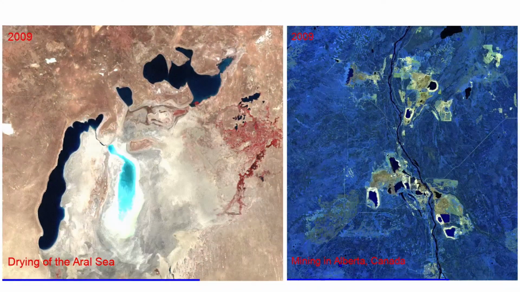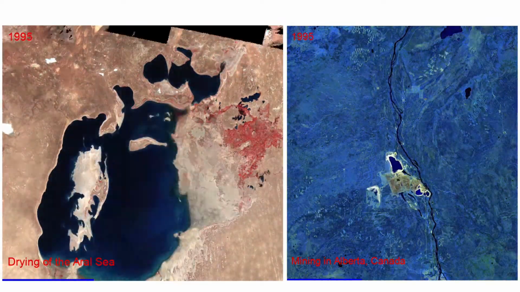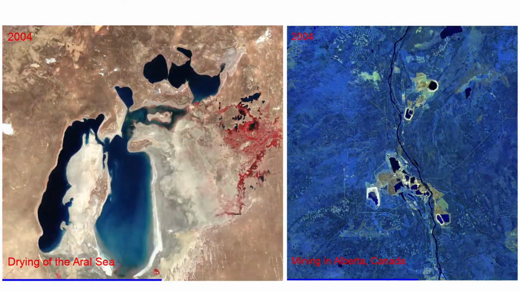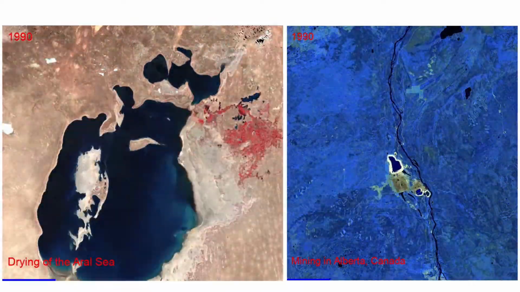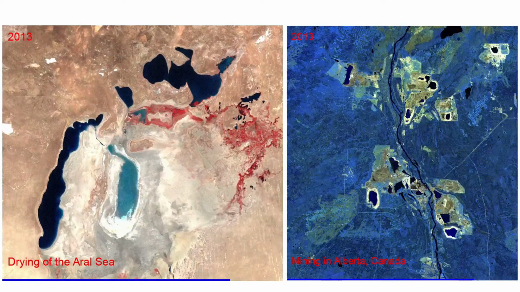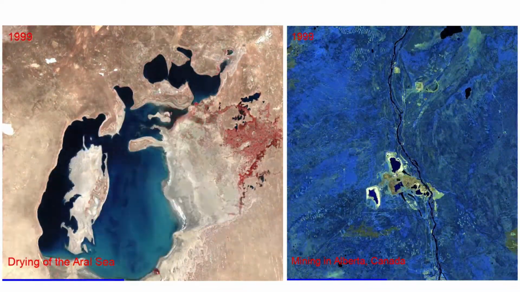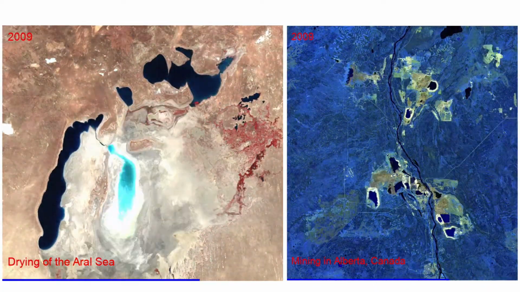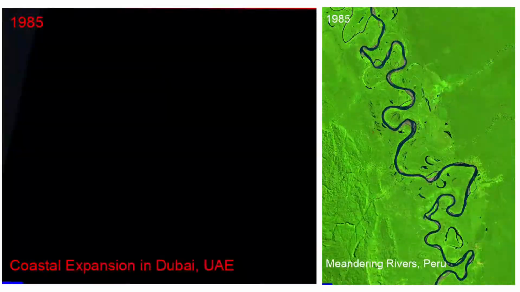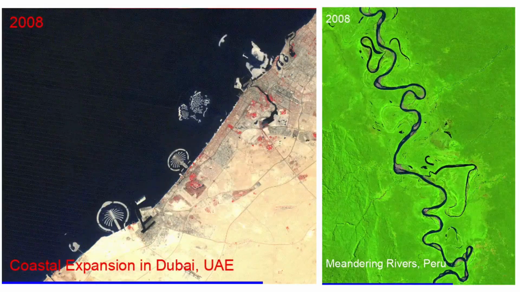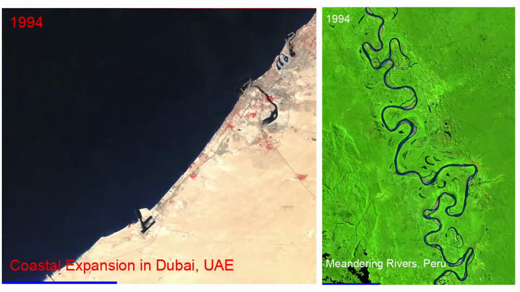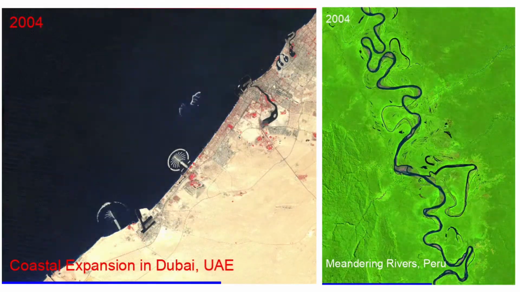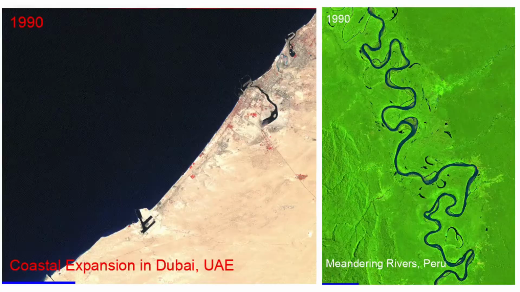Next, I'm going to show you some examples that are very interesting and striking. The first one here on the left is the drying of the Aral Sea from 1984 up to 2020. You can see the dramatic shrinking of the water surface. On the right here is mining in Alberta, Canada. Also here, the left one is coastal expansion in Dubai, and the right here is river dynamics. It's also the same one you see in the outline slides.